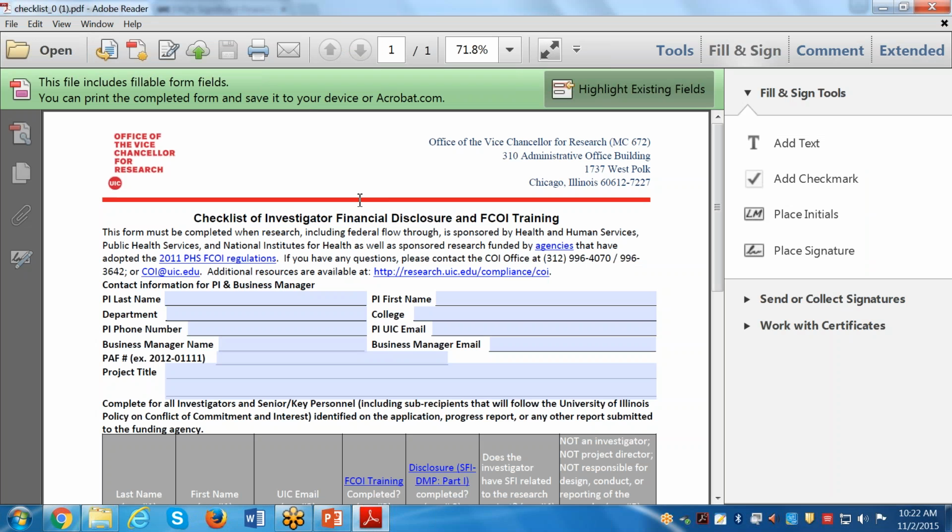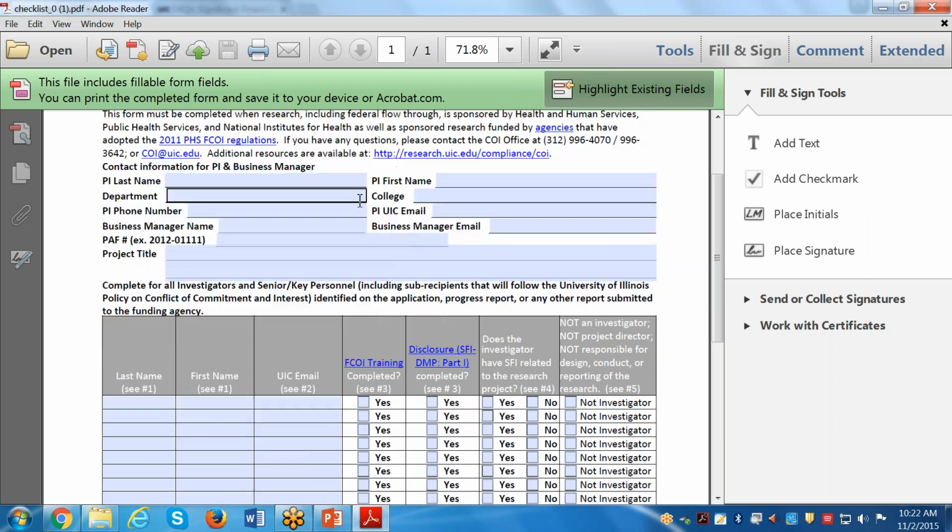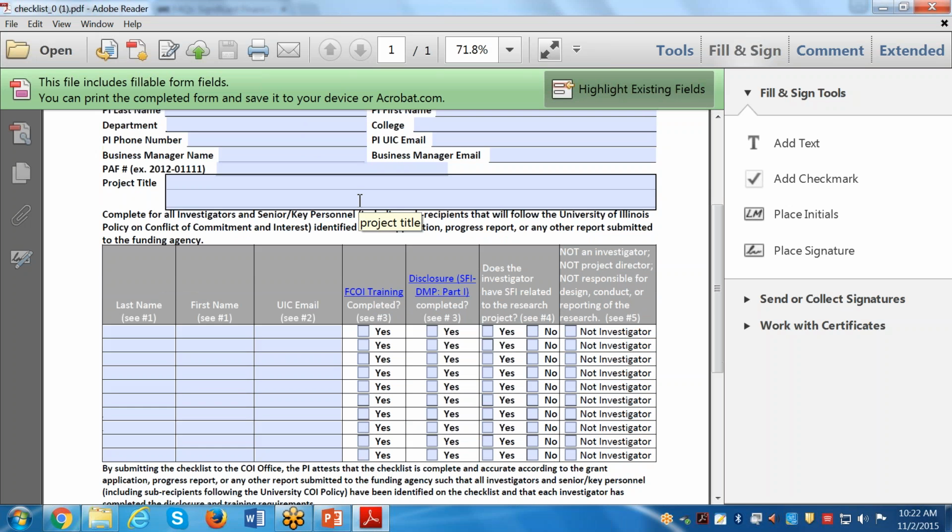It looks very similar to our previous version of our checklist. It has the same columns. We were limited with space, so we took away the no column for the training and the disclosure sections. Basically, if somebody's an investigator, they have to do the training, they have to do the SFI disclosure. We always send it back to you anyways if these things are checked no. So that's what we would do anyhow. So there wasn't really the need for that on the form.